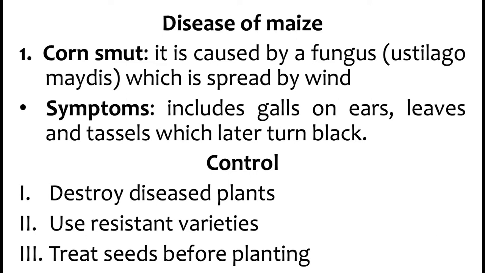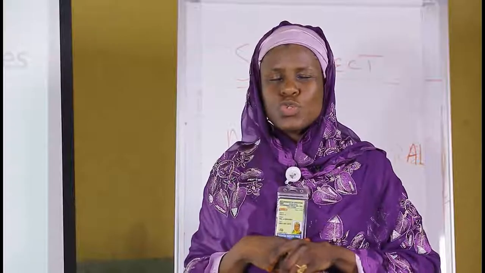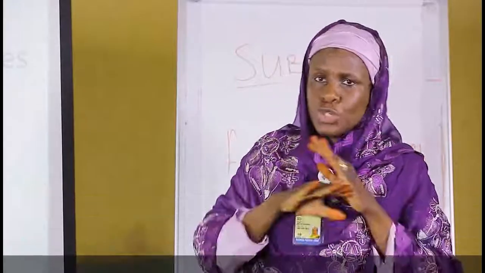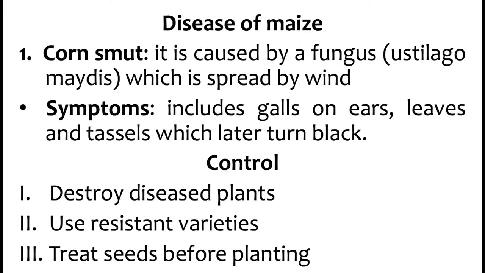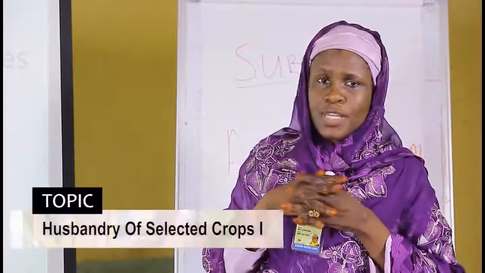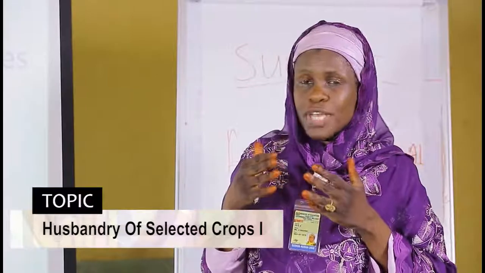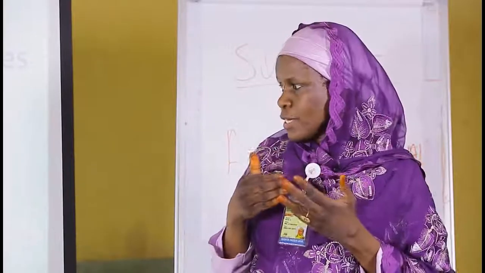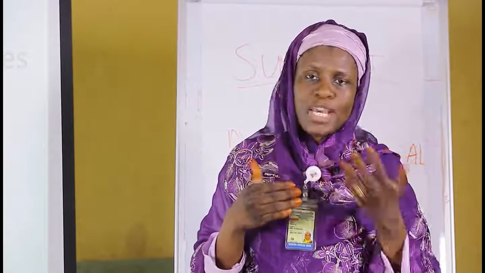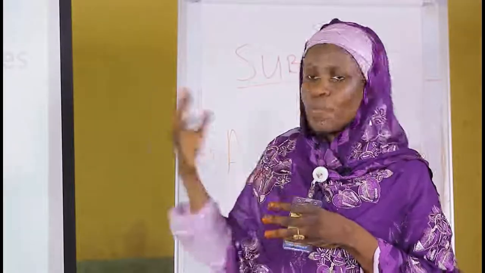How do you control this disease? Number one, by destroying diseased plants. That is, the plant that is already infected, you destroy it. Secondly, use resistant varieties. There are some varieties that are resistant to disease. Thirdly, treat seed before planting. Sometimes you have to treat your seed before you plant to protect them from disease.